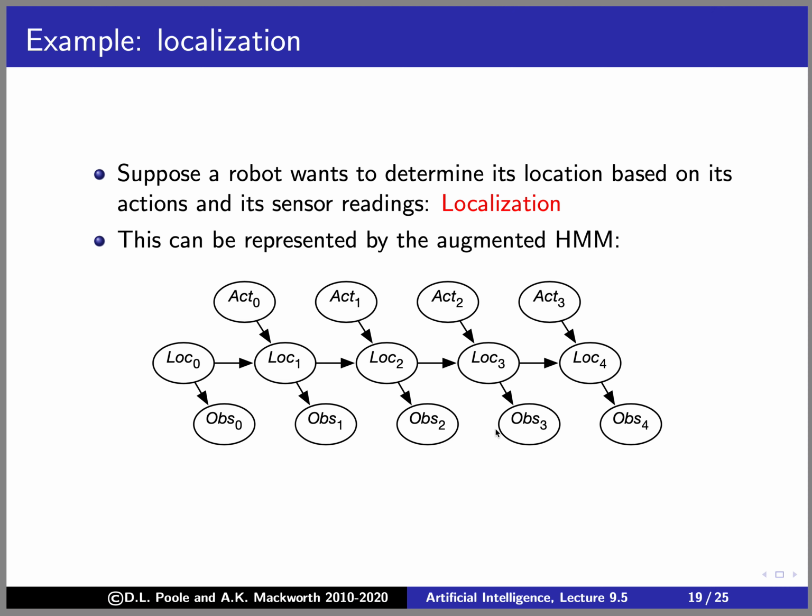And now we have observations under here. So the observation only depends on the location in this model. Okay, so that's this example of localization. And the idea is, knowing all the actions and knowing the observations, where can we locate the object? This is the sort of thing that we need to do for self-driving cars.